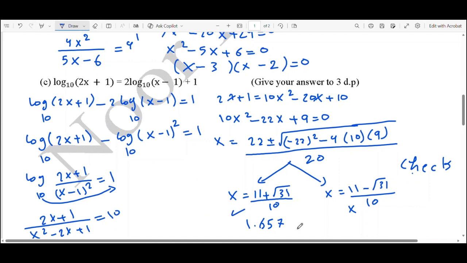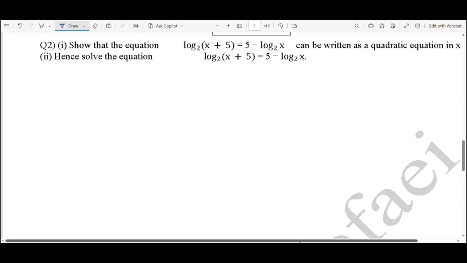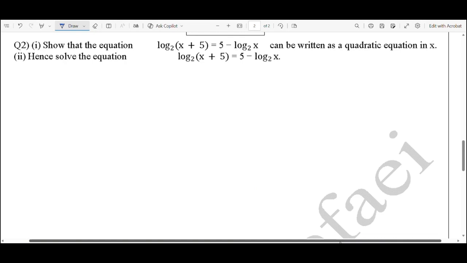I hope your answer is similar to my answer. And let's move to the last question. It's a past paper question. Question number 2i. Show that the equation log x plus 5 to the base 2 equals 5 minus log x to the base 2 can be written as a quadratic equation in x. Okay.